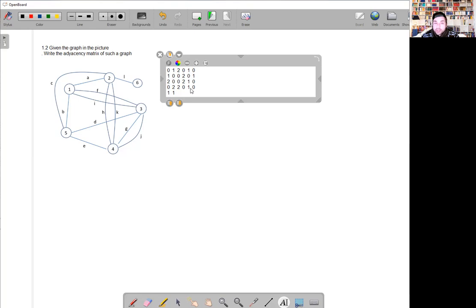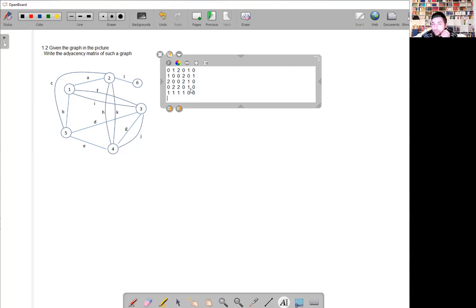Then we have the number of links from 5 to 3, which is 1, the number of links from 5 to 4, which is 1, from 5 to 5 we don't have loops, so it's 0, and from 5 to 6 we have 0 links.